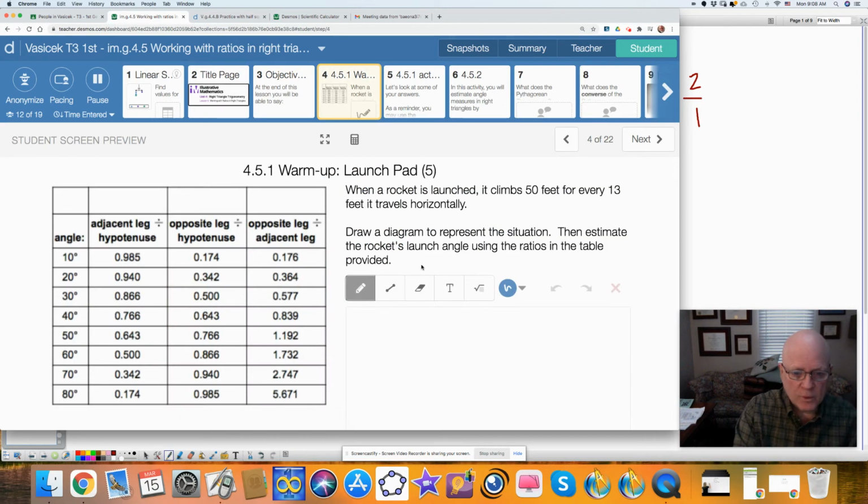So in the warm-up, we have this. When a rocket is launched, it climbs 50 feet for every 13 feet it travels horizontally. Draw the diagram, and estimate the rocket's launch angle using the ratio in the table provided. Now, for each of the questions, I'm going to go through all the questions for today, I think, if I have time, but I want you to try them on your own. So, spoiler alert, don't just look at my work, watch me do it. You should actually try this on your own.